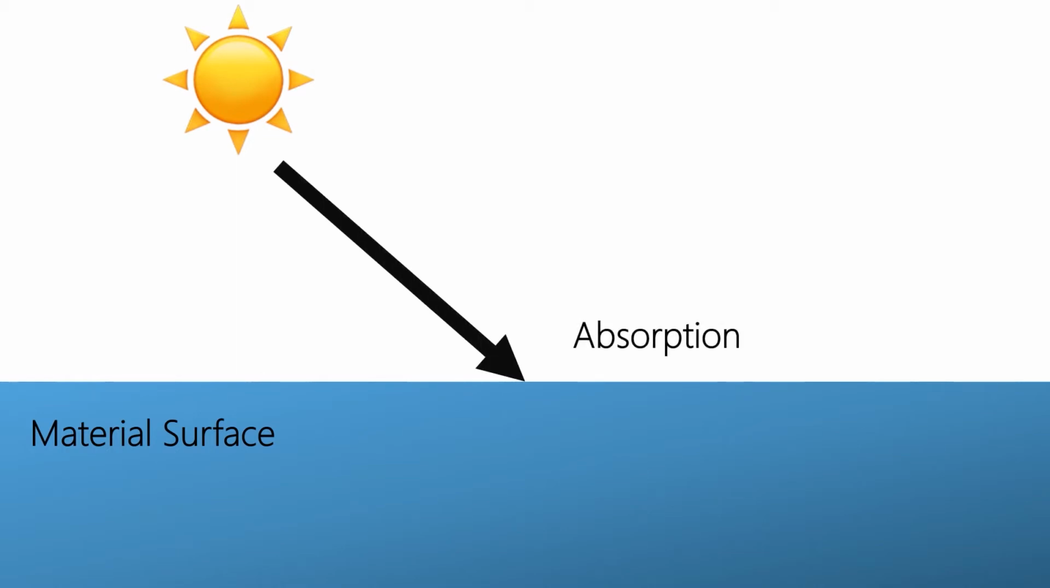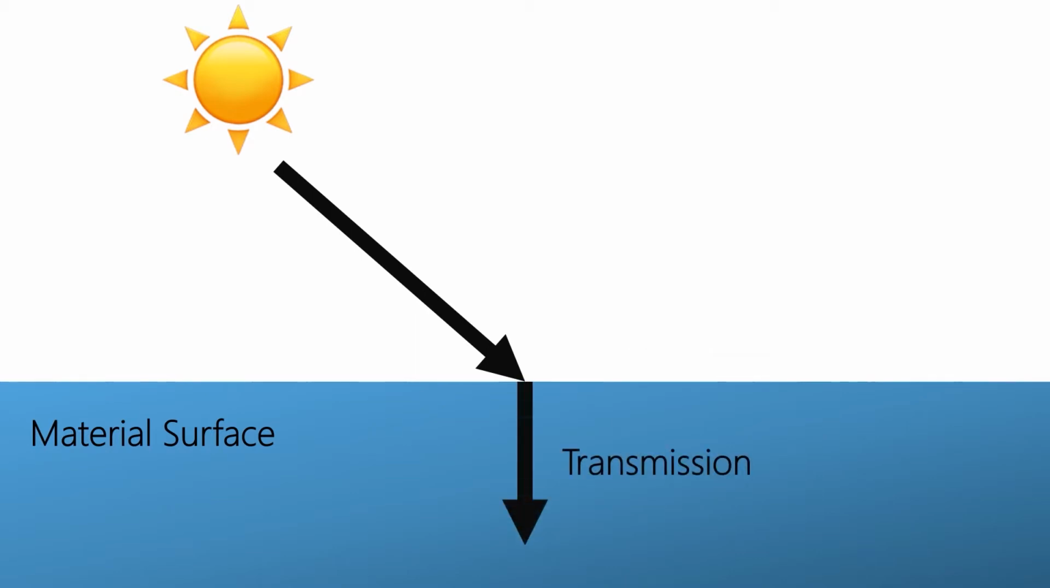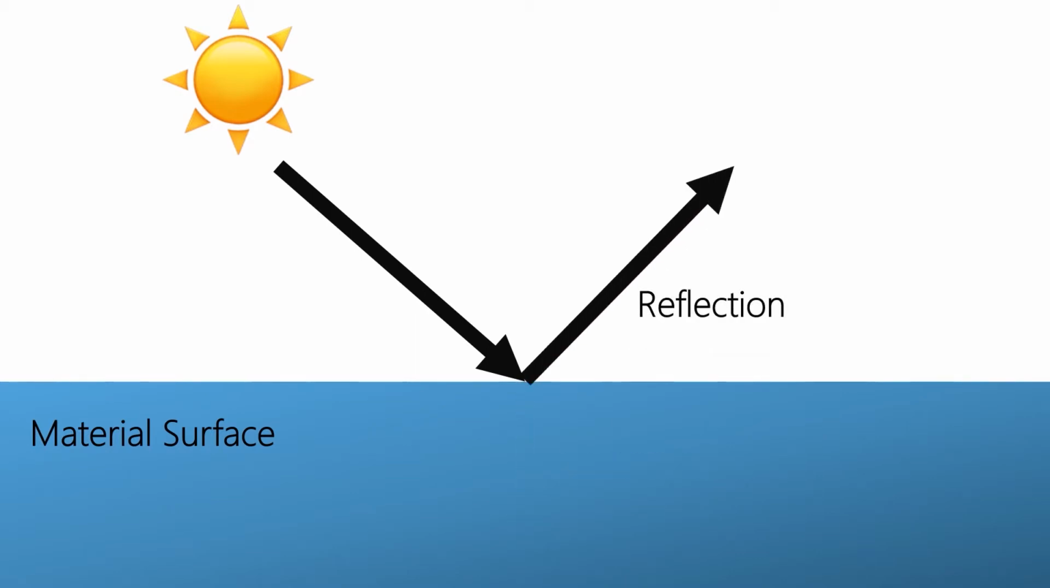More concretely, what we call here a material represents the light behavior on the surface of an object. When light hits a surface, part of it is absorbed, part of it is transmitted, and part of it is reflected. For my work, we were interested in evaluating how light is reflected by a surface.